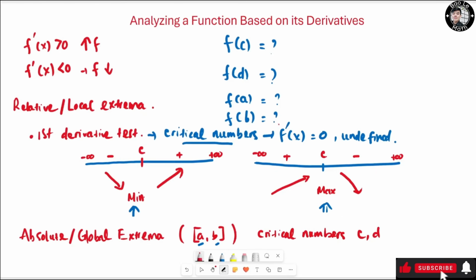Alright, so suppose f of c equals 10, f of d equals 2, f of a equals 4, f of b equals 11. Alright, so you can conclude that this one is the global maximum. The smallest one is the global minimum, right? So the global minimum right here.